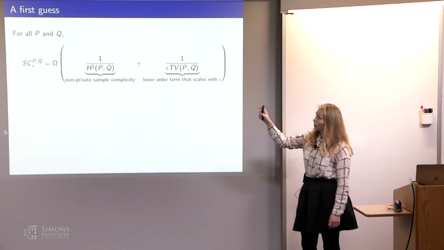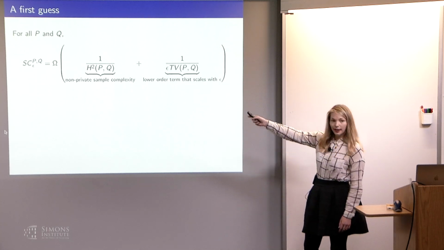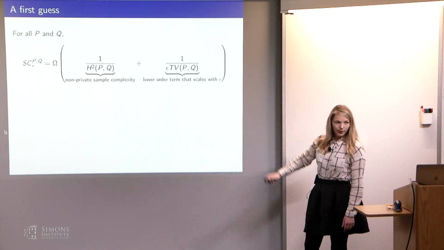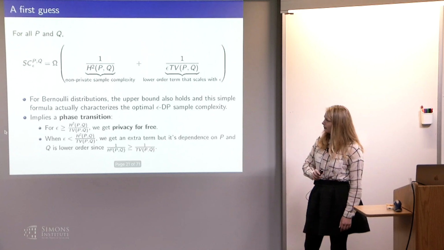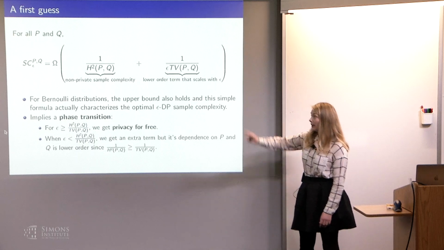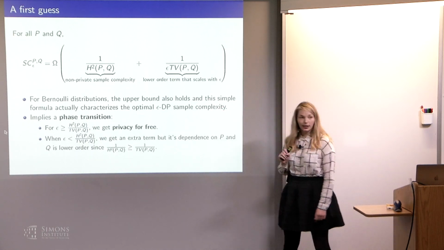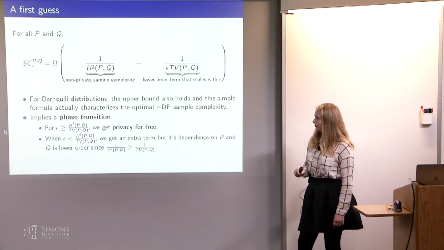And this is a form of sample complexity we see often in privacy: the non-private sample complexity plus some term that depends on epsilon. So it turns out that for Bernoulli distributions, the upper bound also holds. And this formula characterizes the optimal private sample complexity.